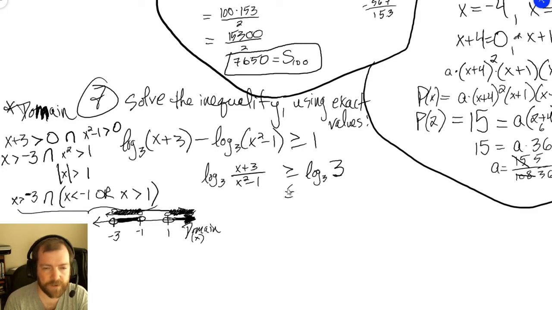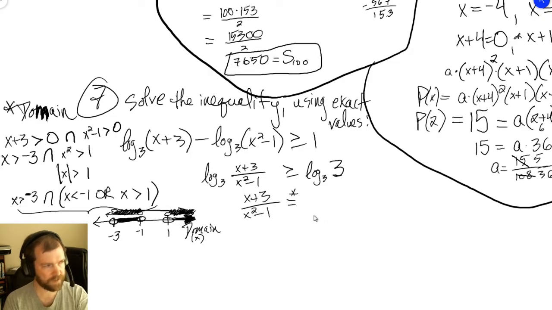So if you say that this is, pretend that it's equal, this is going to be the same as (x plus 3) over (x squared minus 1) equal to, asterisk. It's not really equal to, but again, we're just trying to find border solutions. So where do these values change over? It's going to be equal to 3.